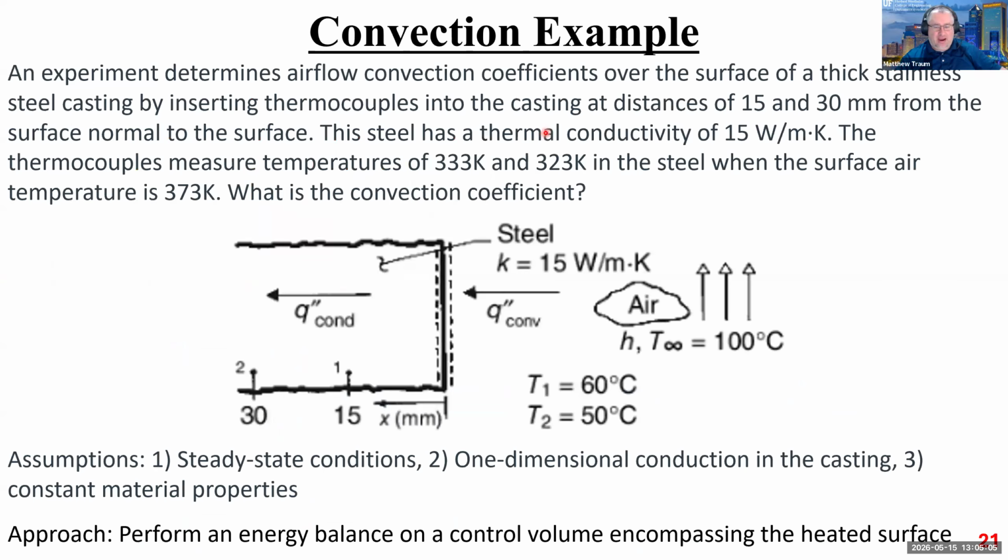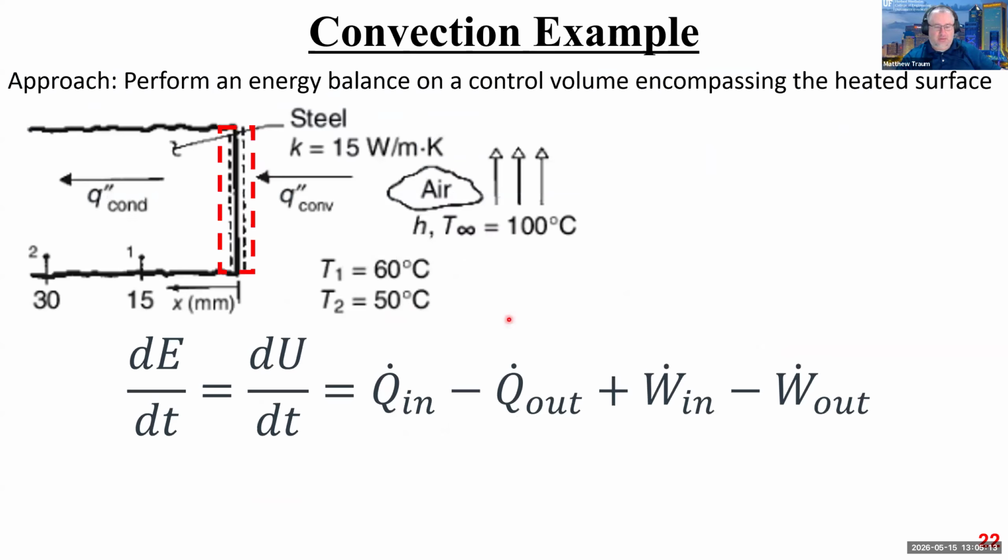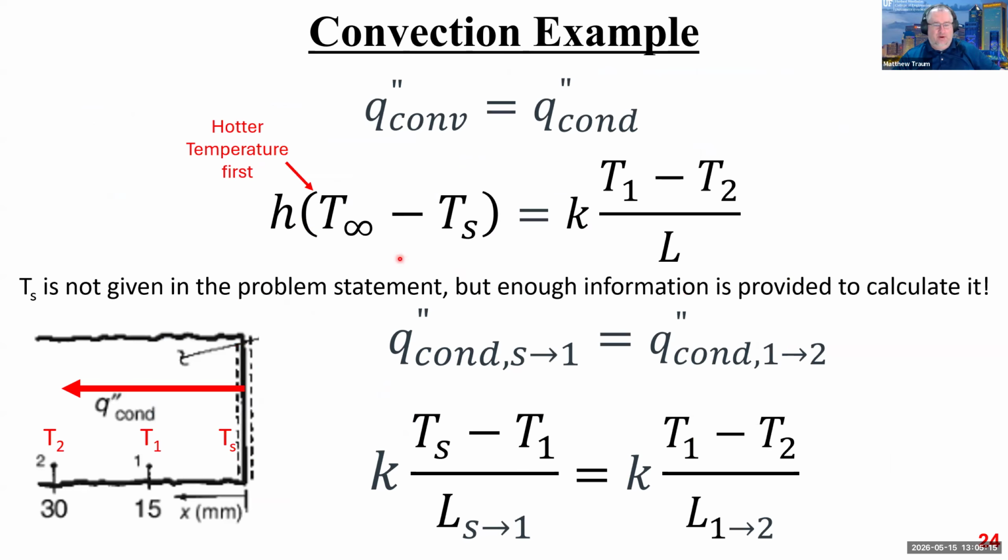Check out what's happening here. I have a very high temperature, and here I've got a lower temperature, and so I need to reverse the order of these two to make sure that the heat is going the right way. Hotter temperature first means T infinity minus T surface. Okay, so that's my convective equation, and my conductive equation, we've seen this before, is k times T1 minus T2 over L.